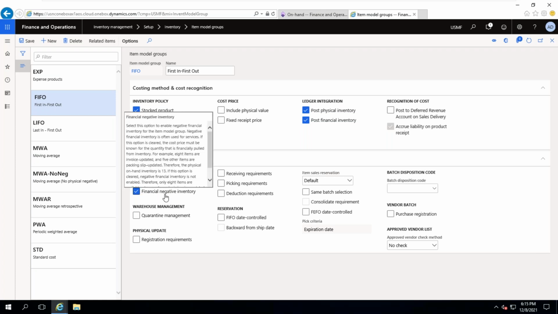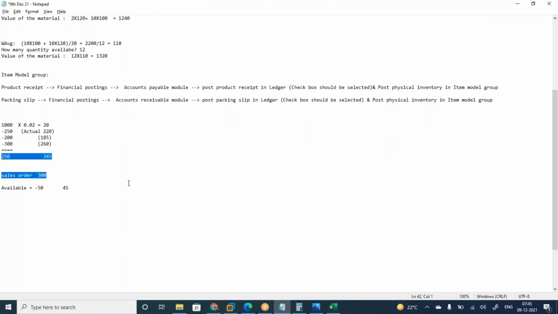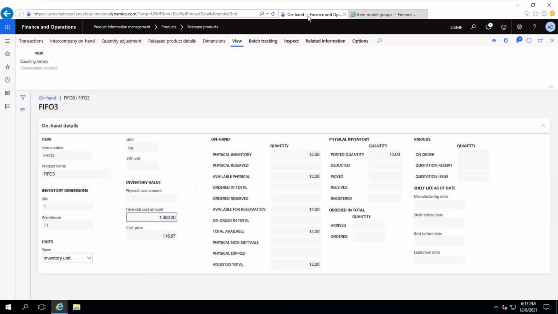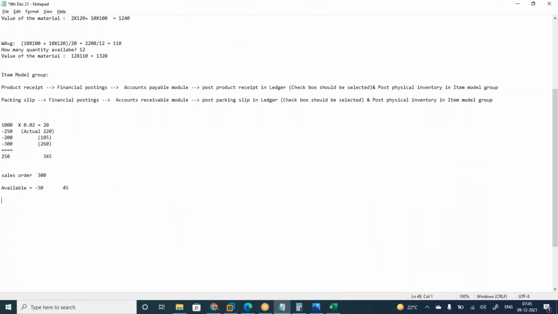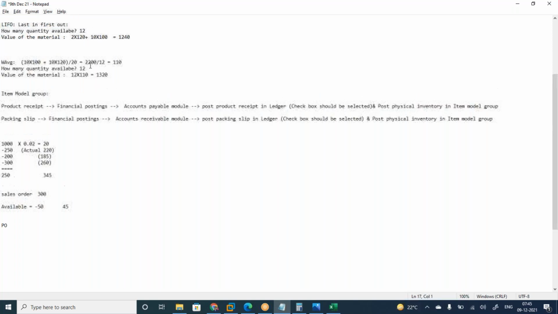Next, financial negative inventory, always required. What do you mean by financial negative inventory? If you look at the on-hand inventory, at any point of time this minus will be updated. Sometimes minus will come into the picture. What it means, suppose purchase order is 10 quantity, the same topic, the above topic.